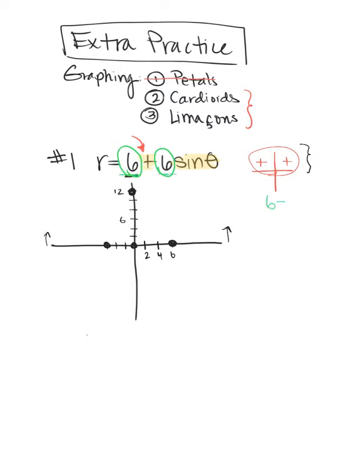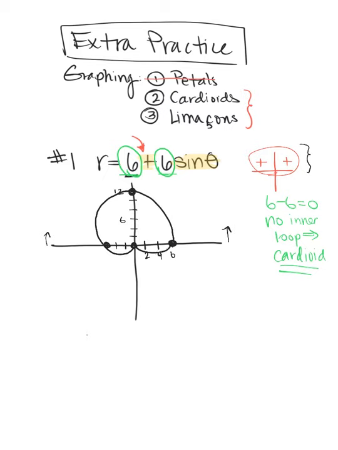Because 6 minus 6 is equal to 0, that means there is no inner loop. And as soon as we get no inner loop, that means we are actually graphing a cardioid. Okay. So now all I have to do is connect those values and create my cardioid. So there is the graph of a cardioid, okay?